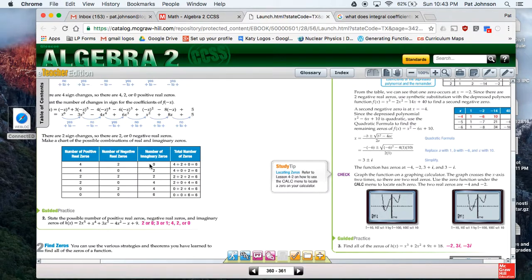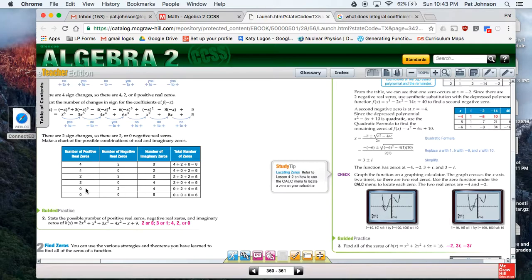That means it'll be 0 imaginary, because that has to equal 6. We have 4 positives and 0 negative real roots, then we have to have 2 imaginary because it has to equal 6. If I have 2 positive real roots and 2 negative real roots, then I have to have 2 imaginary because it has to equal 6. If I have 2 of these and 0 negatives, then I have to have 4 because it has to equal my degree of 6.